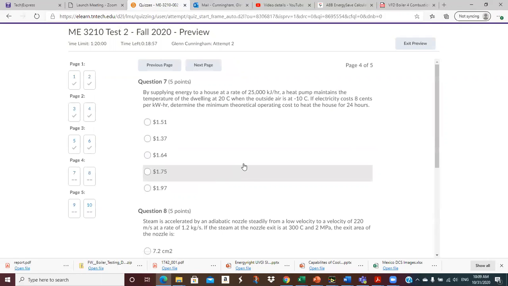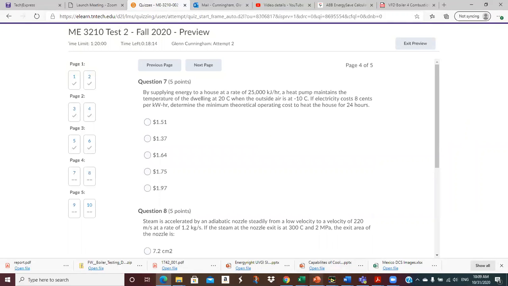Next page. Okay. By supplying energy to a house at the rate of 25,000 kilojoules per hour, a heat pump maintains the temperature of the dwelling at 20 degrees C when the outside air temperature is minus 10 degrees. Electricity is 8 cents per kilowatt hour. Determine the minimum theoretical operating cost to heat the house for 24 hours. Well, if this is a minimum, that tells you you get to use the Carnot efficiency, but we call it the coefficient of performance.